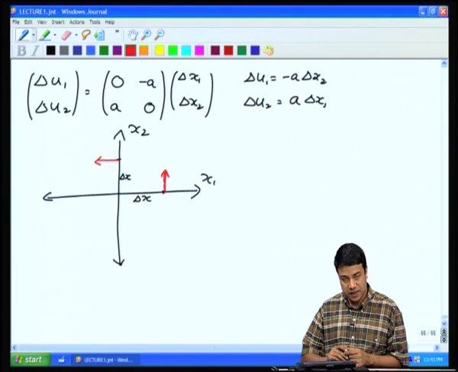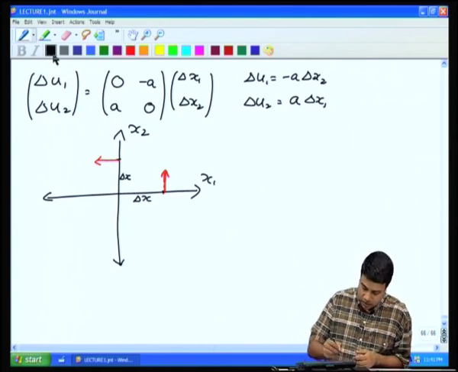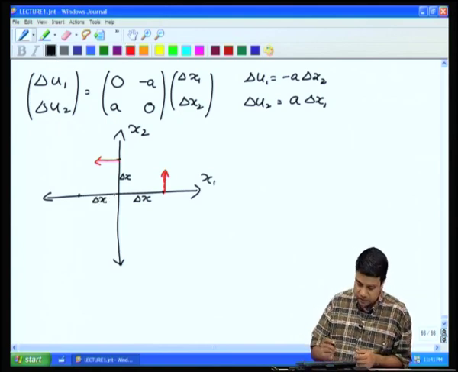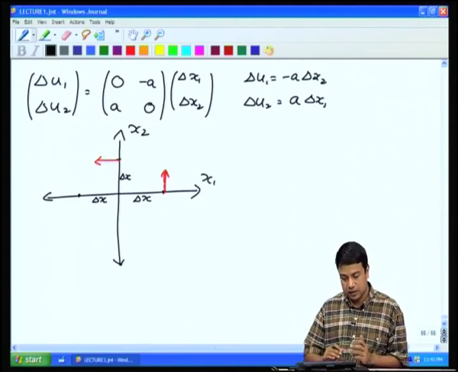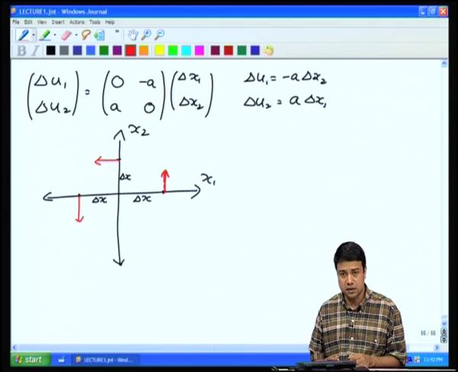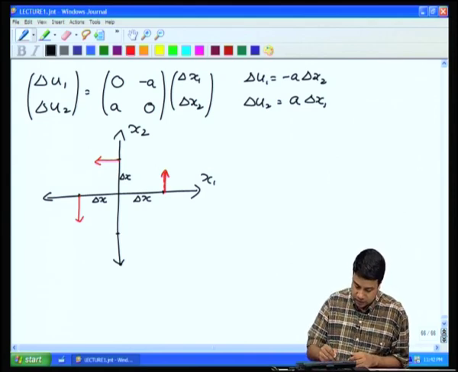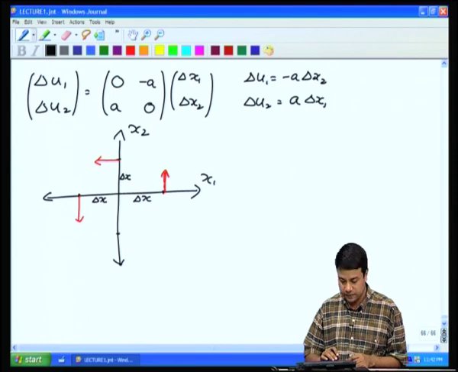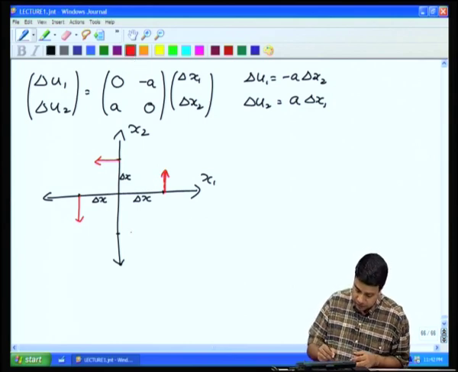If I move a small distance delta x in the minus x 1 direction to this location, I have moved in the minus x 1 direction, delta u 1 is equal to 0, delta u 2 is equal to minus a, because the distance delta x 1 is minus delta x. So, I get a velocity vector like this. And if I go in the minus x 2 direction, equal distance delta x, then delta u 1 is equal to plus a, because delta x 2 was minus delta x. So, delta u 1 will be plus a times delta x, and I get a velocity vector like this.